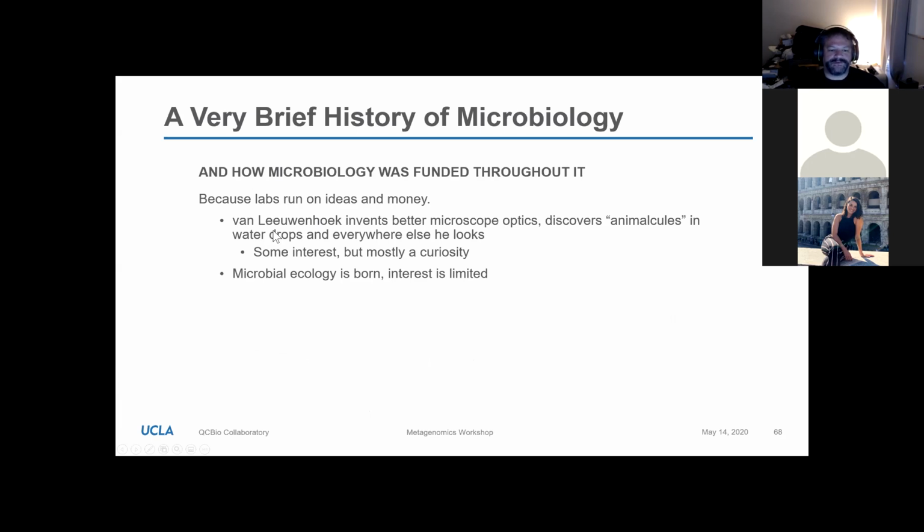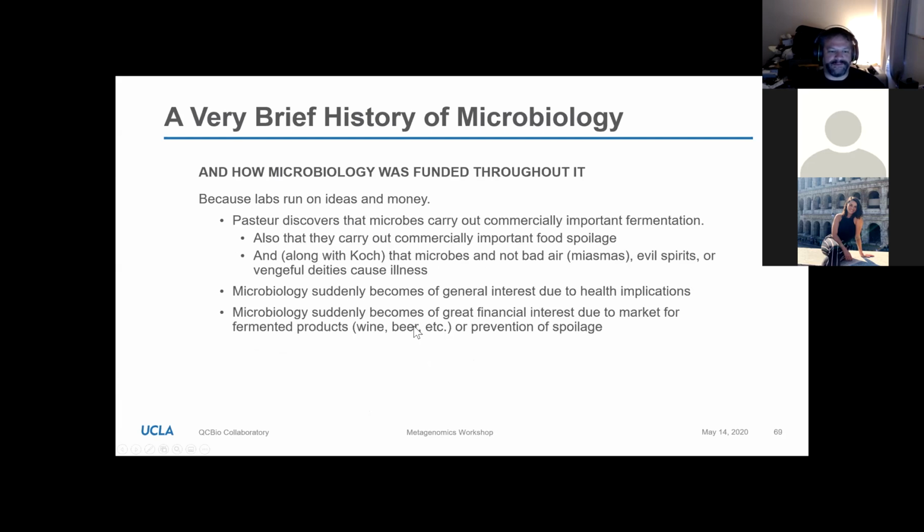Well, van Leeuwenhoek did his work, but it kind of remained a curiosity. So microbial ecology was actually the first form of microbiology, but the interest in it was limited because nobody was seeing money to be made off of it. Pasteur figured out that microbes are both killing people and making and destroying our food. Suddenly, microbiology became of big general importance because it was having huge health implications and people were dying left and right of infections. A lot of these infections are now very easily treated with antibiotics.